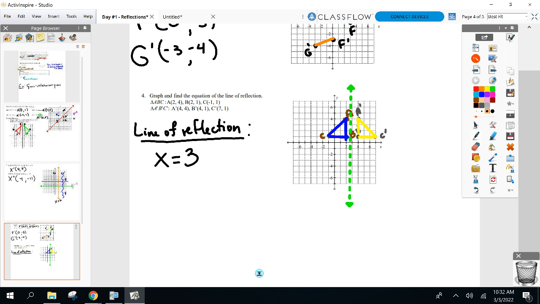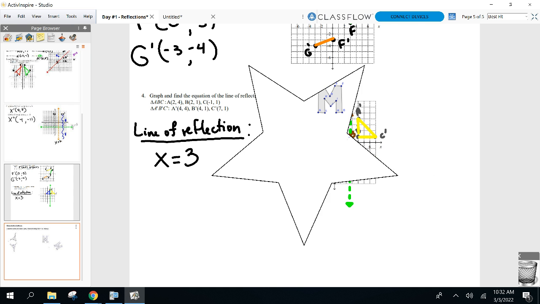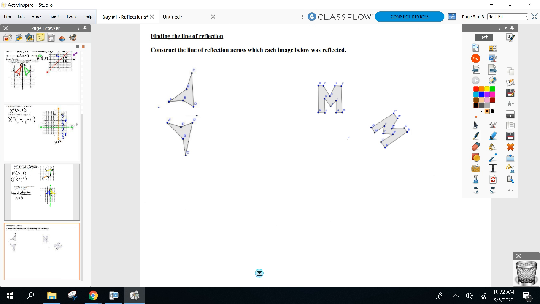Good work. All right, last thing I want to do today. I still want to find the line of reflection, but not on a graph. I'm going to make you use your vocab now, so if you have to, go look back at the beginning. Here's the figure I start with.